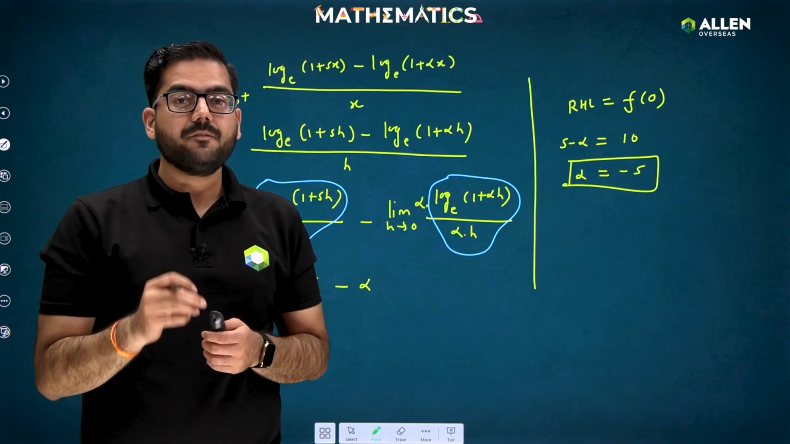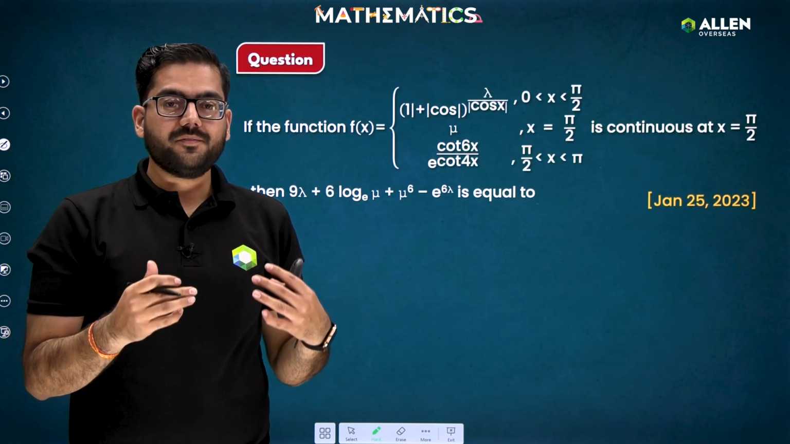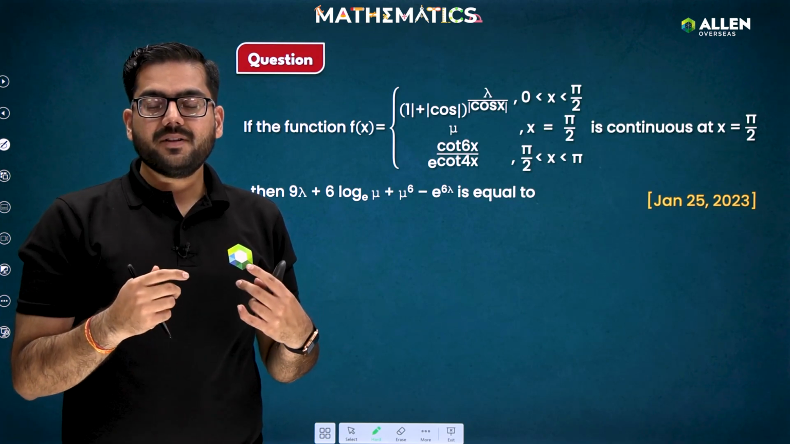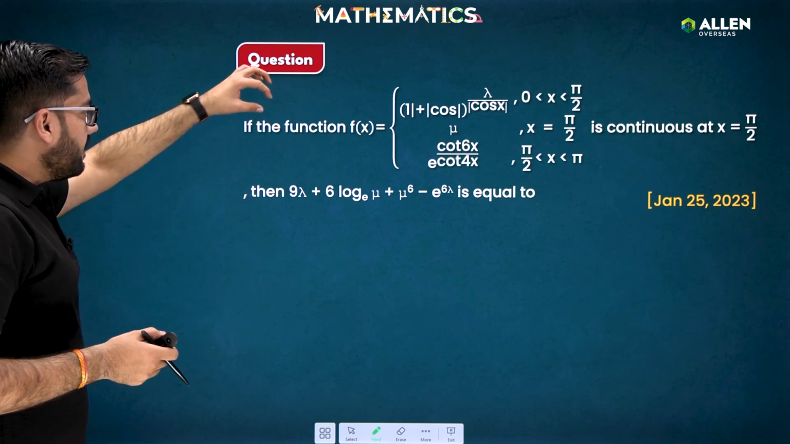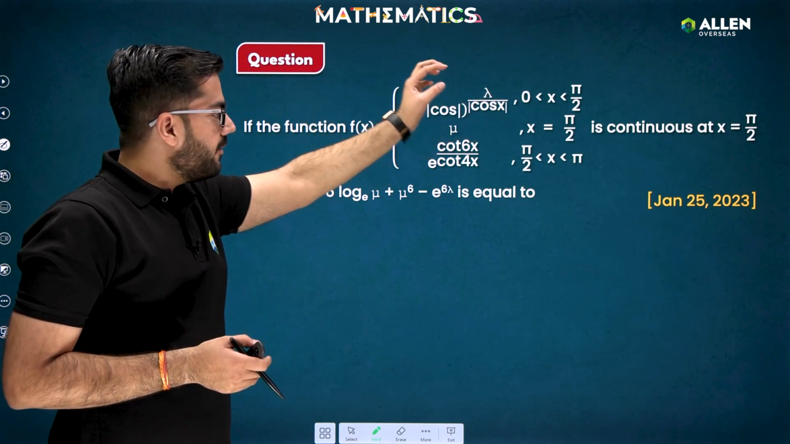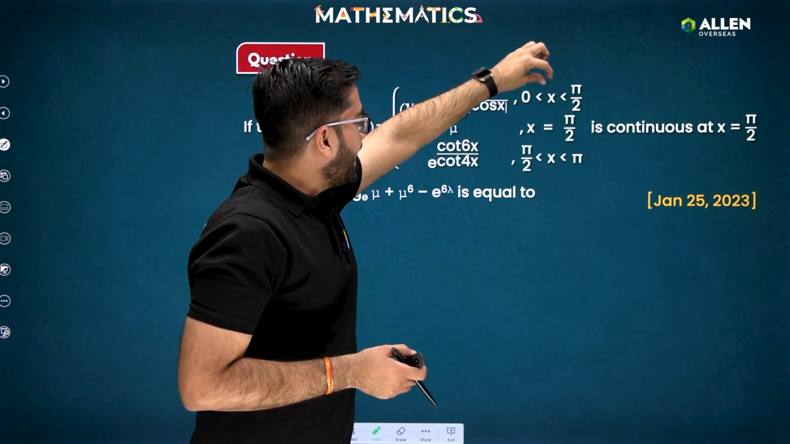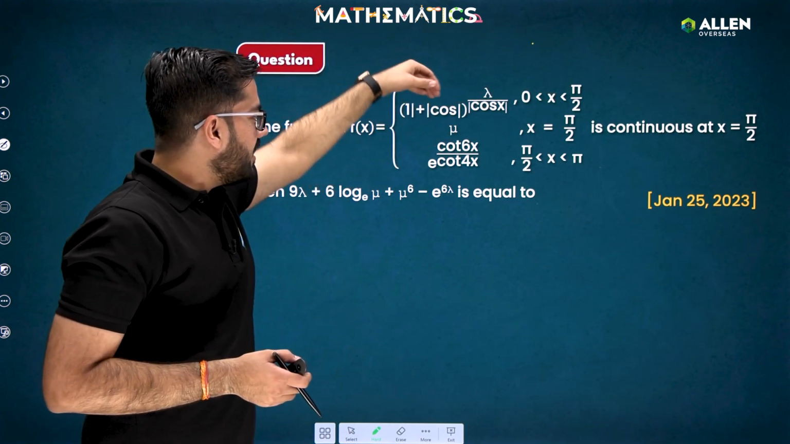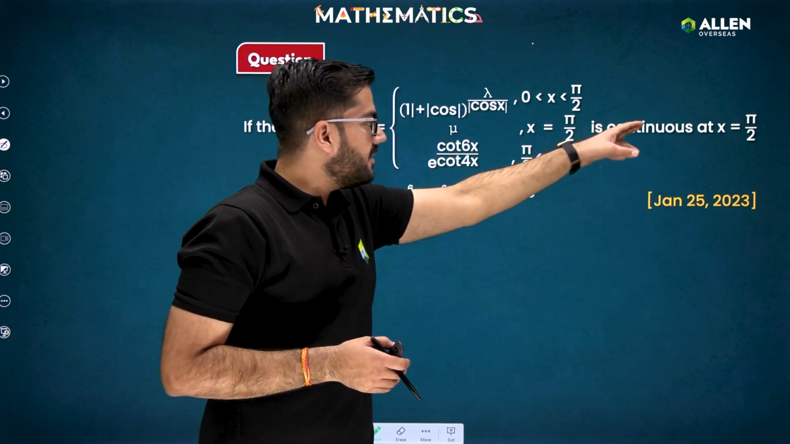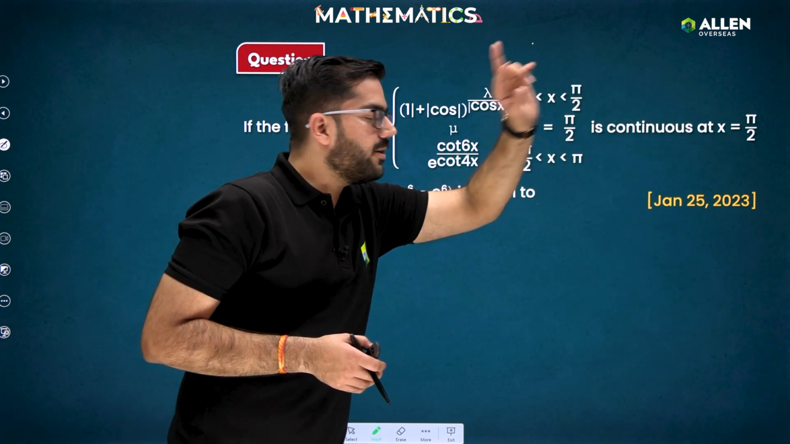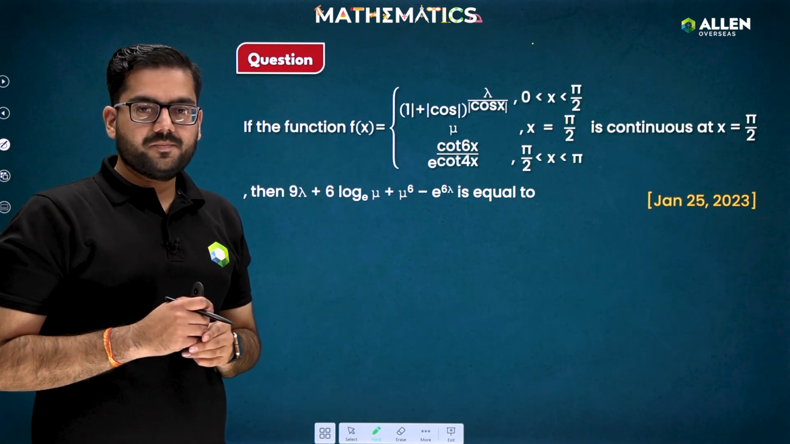Now let's continue. We have one more question on the basis of the same concept, and trust me, that was also easy. If you felt comfortable with the previous one, you can easily do this question also. See, we have the function f of x like this, right? For x equal to pi by 2, you will get mu value. For x between 0 to pi by 2, you will get this value. From x pi by 2 to pi, you will get this value, right? This is continuous again, as well as at x equal to pi by 2. This is important data we have, and we need to find the value of this expression.